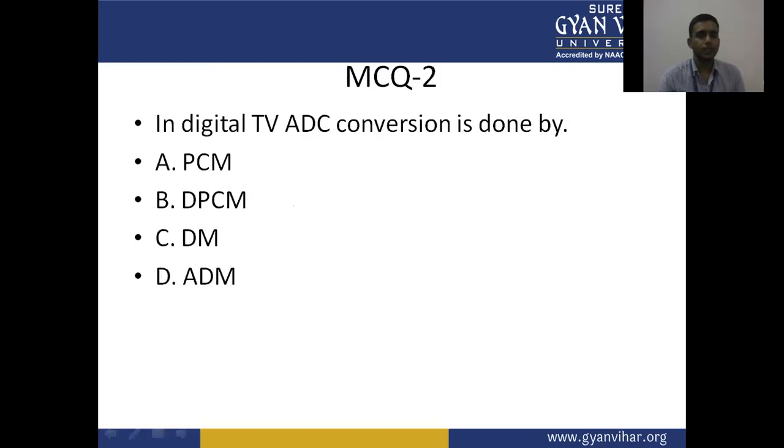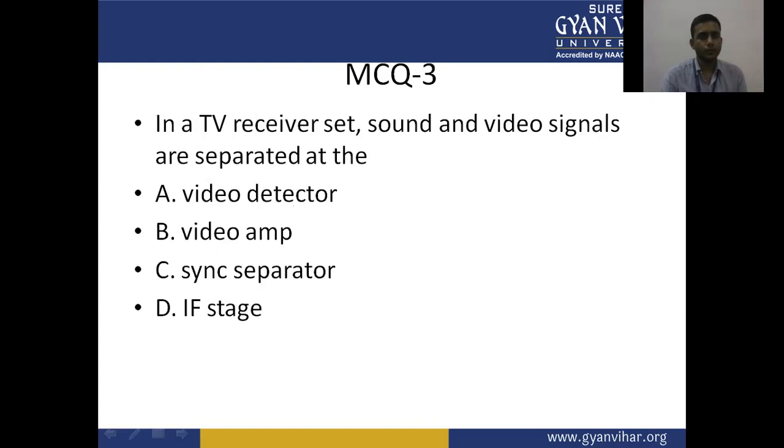In digital TV, A to D conversion is done by A, PCM, B, DPCM, C, DM, D, ADM. Multiple choice question number three. In a TV receiver set, sound and video signals are separated at the A, video detector, B, video amplifier, C, sync separator, D, IF stage.